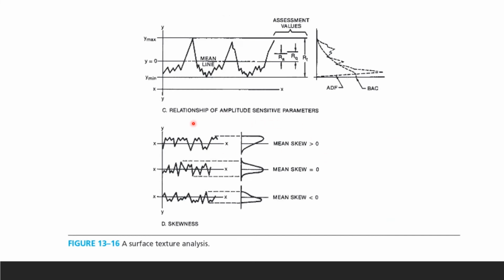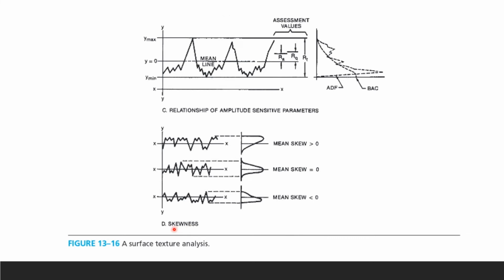Alright, next graph, here's the relationship of amplitude sensitive parameters. Those are your assessment value, that's your mean line, those are your deviations. That's your ADF and then your BAC. We're just looking at a particular surface in different ways.